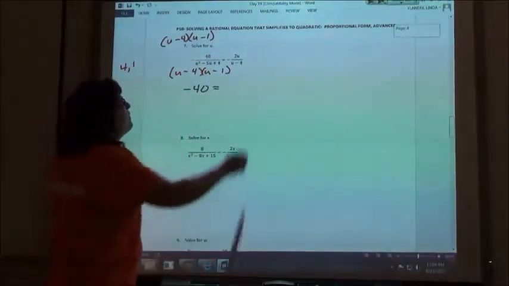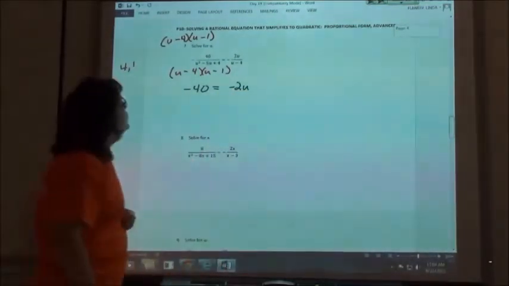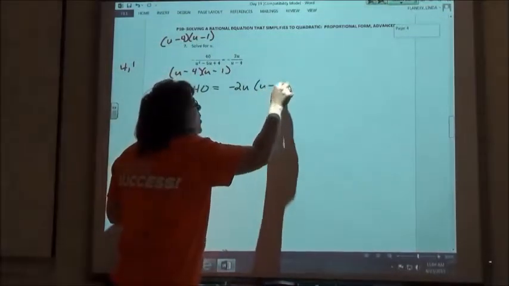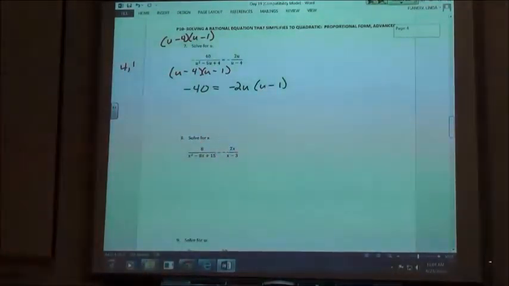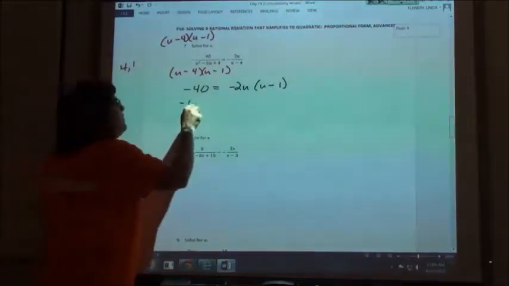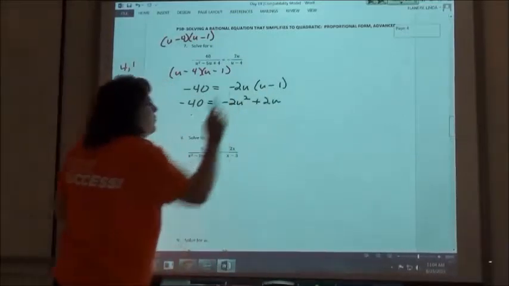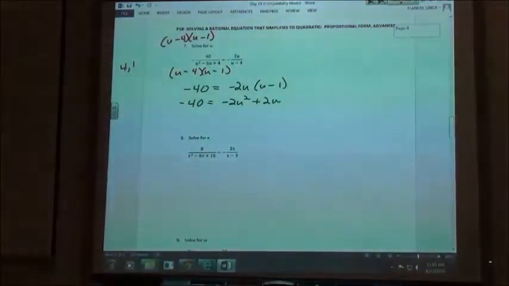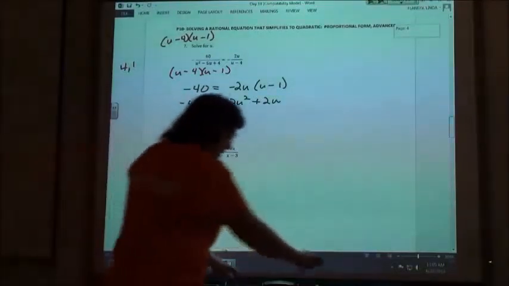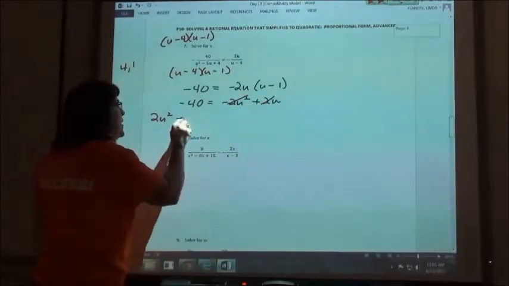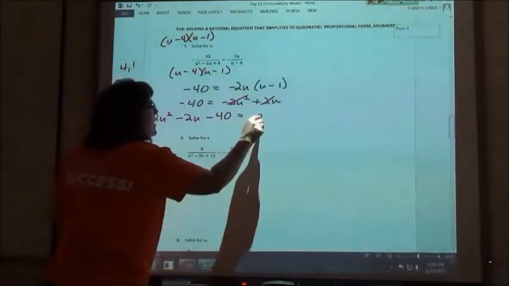On the other side of my fraction, I'm going to take the numerator, that negative 2u. The u minus 4 is going to cancel, so I'm going to multiply it by the u minus 1. So negative 40 equals negative 2u squared plus 2u then. Again, I don't like my u squared to be negative, so I'm going to move everything over to the left-hand side. So I'm going to have a positive 2u squared, a minus 2u, and a minus 40 equals 0.